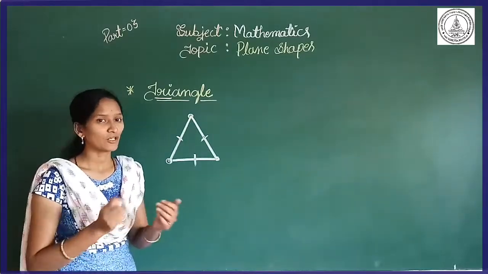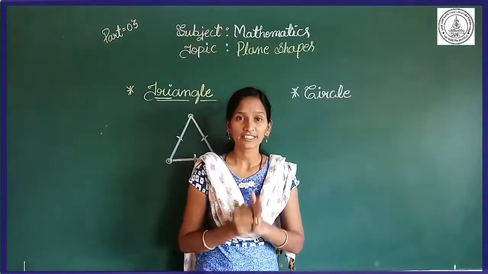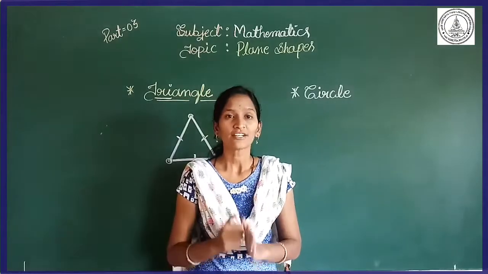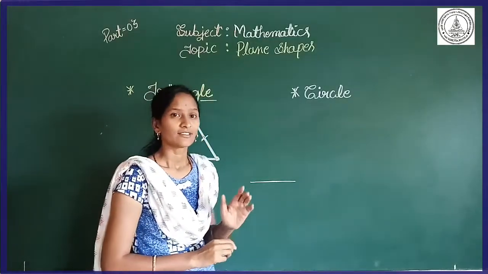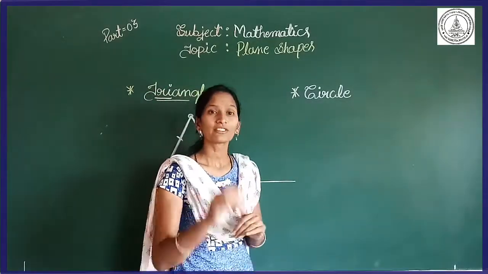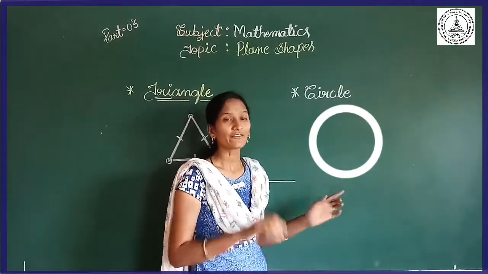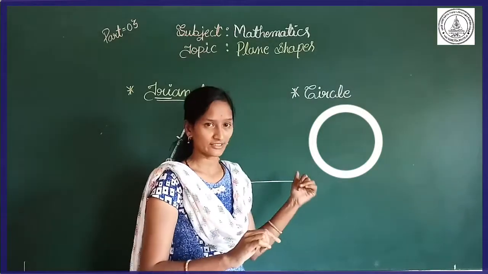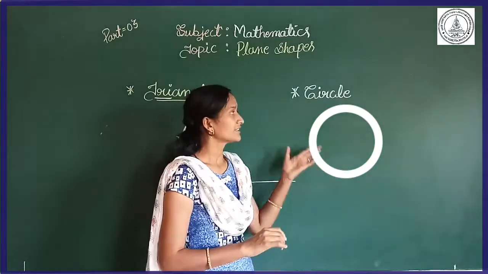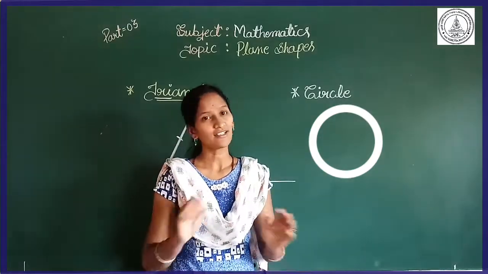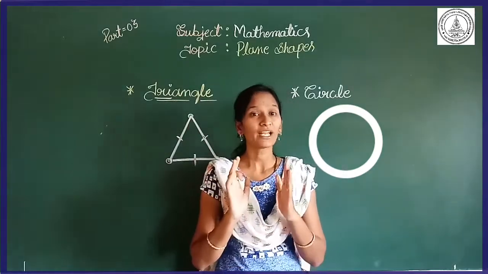Okay, so now come to the last one, that is circle. Students, the shapes like square, rectangle and triangle we draw with the help of straight lines, like this. But this circle we draw with the help of a curved line. Look here, this is a circle. Here we are not using straight lines to draw this. We are using curved lines. And the special thing is this circle does not have any sides and corners. Right? So this is brief information about the plane shapes.